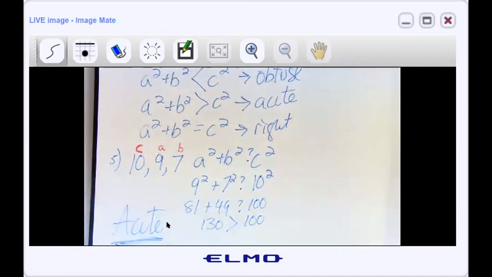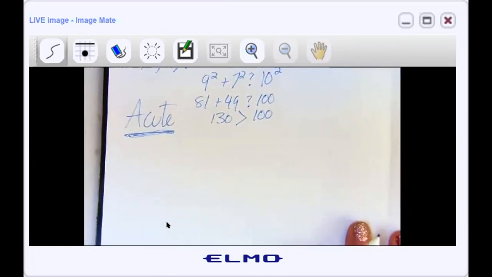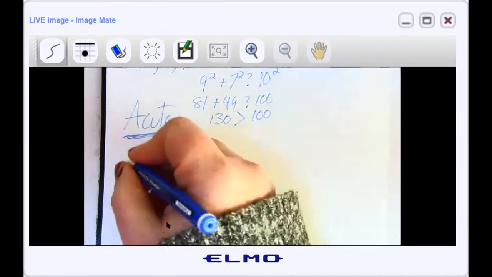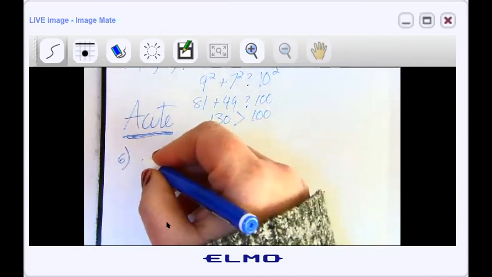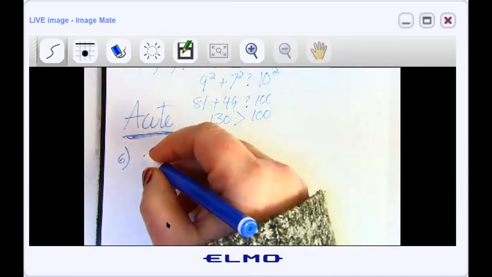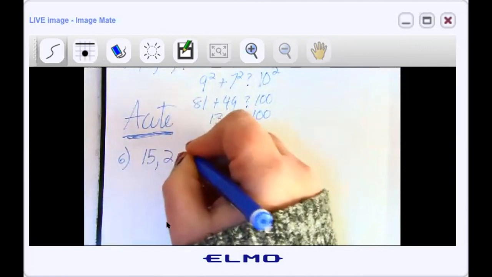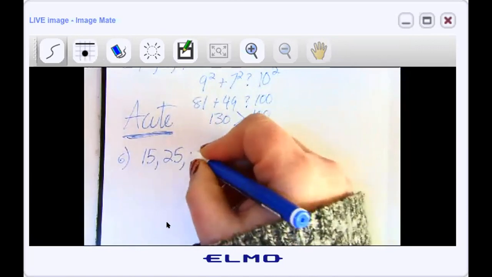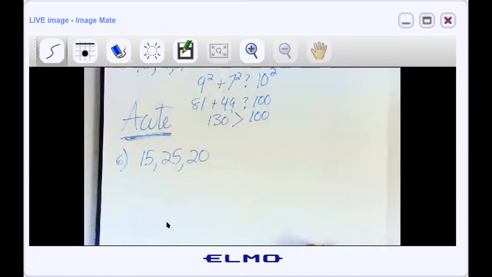Okay, I'm going to do 2 more, and then I will let you guys go on to your homework. So let's try, how about, 15, 25, 20. All right, everybody try that one.